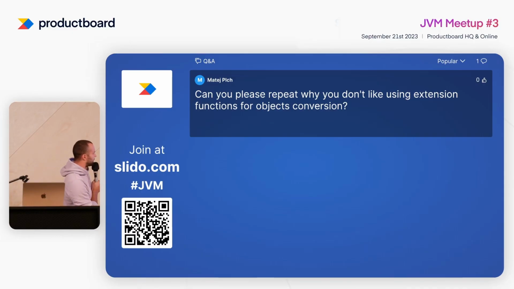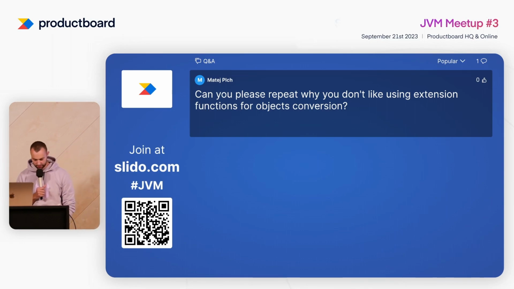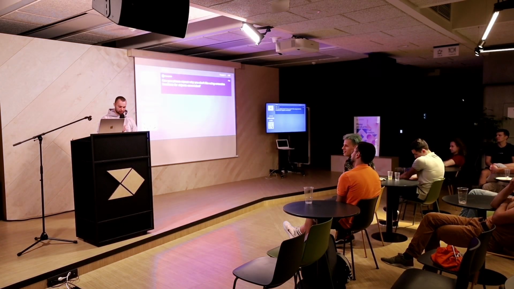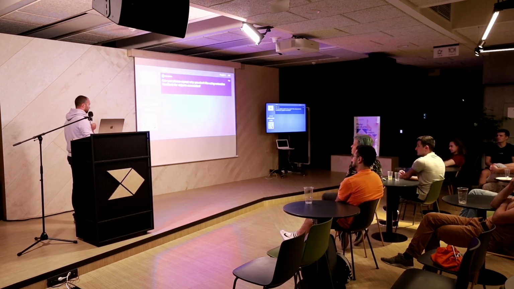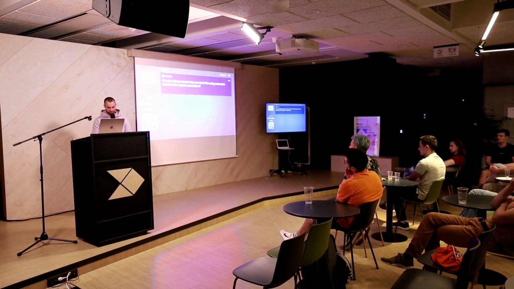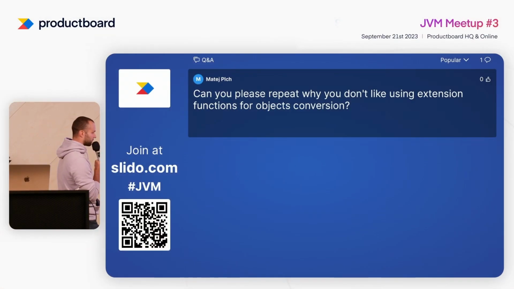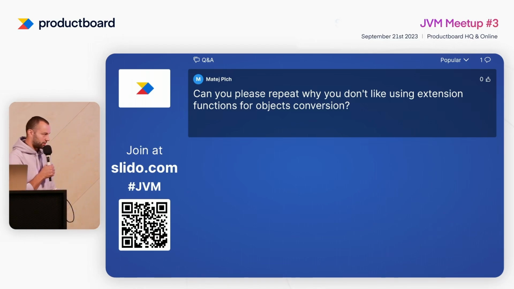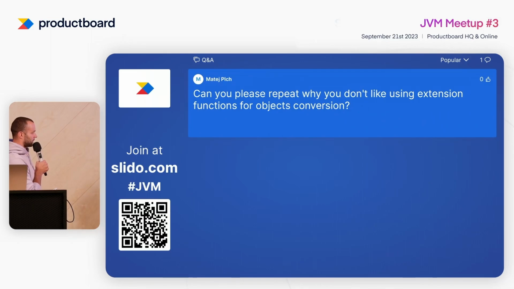Can you please repeat why you don't like using extension functions for objects conversion? I never said that. I just showed you an example that for other people, and even for you after a while, from some certain places, it can look like the conversion is done on different objects. For example, you can write an extension function for your database connection, and because you don't know where it is, it could be confusing. That's all.